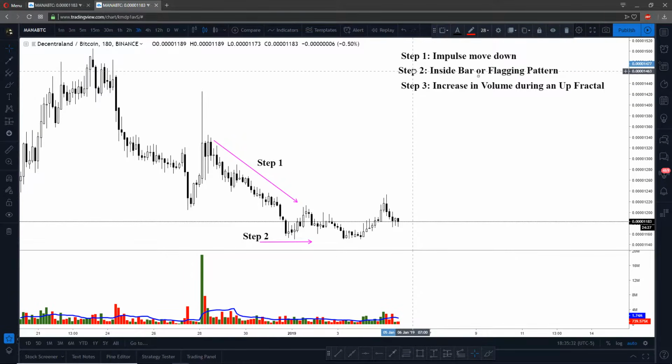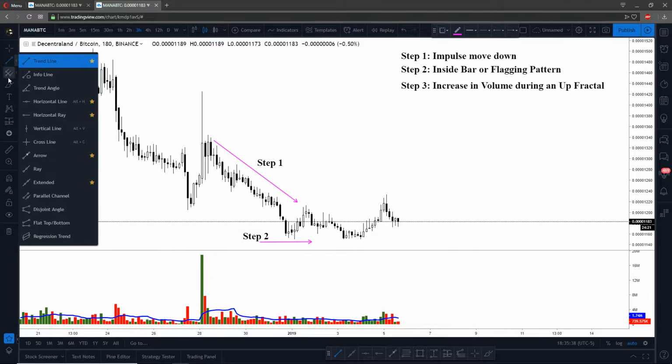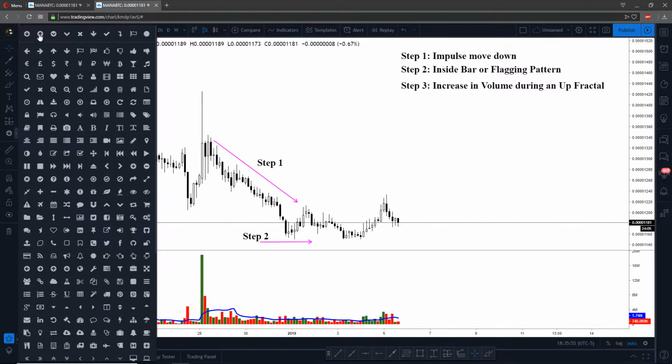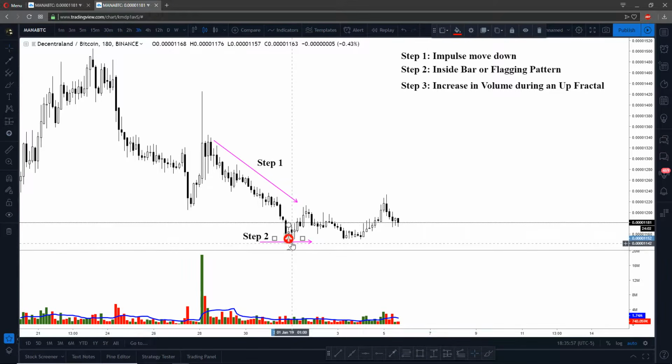Okay. So we see an increase in volume here, right? It's not a very big increase. Where's my arrow? Here it is. It's not a very big increase, but we do see a small increase in volume here. It is above average. The blue line is the average line. So we see a small increase in volume here. We also see an up fractal. This is an up fractal.